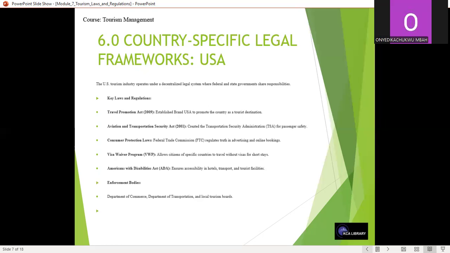So the enforcement bodies of this legal framework for the USA: Department of Commerce, Department of Transportation, and local tourism boards. So these are the bodies that make sure that this framework is in operation.